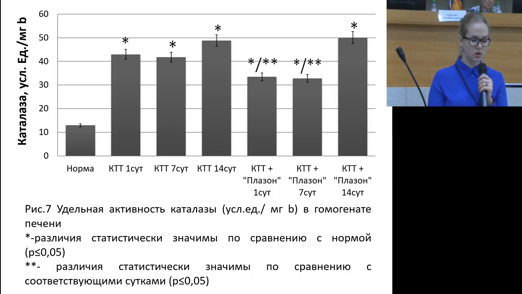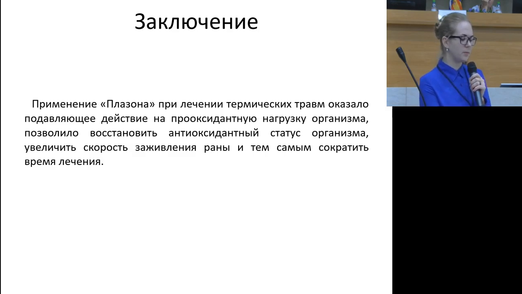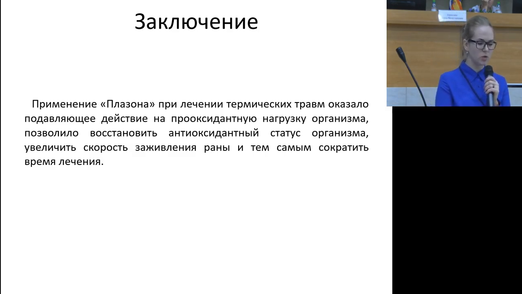However, specific activity of catalase was higher by 2.5 times on day 1, day 7, and 1.6 on day 14 as compared to the norm. The data we got allows us to believe the ferment has decreased in activation. So using cold plasma, which has nitrogen oxides, we believe that between day 1 and day 7 we can see the data of activity of superoxide dismutase and the high activity of catalase.